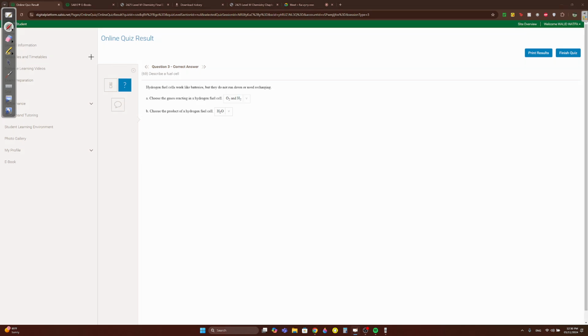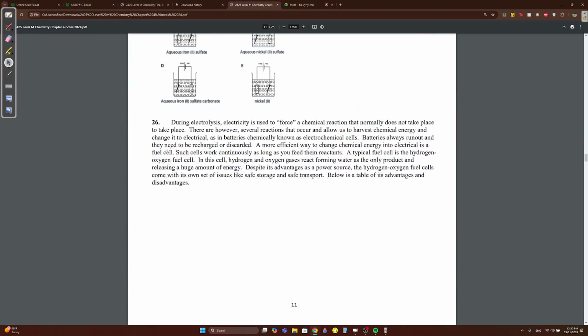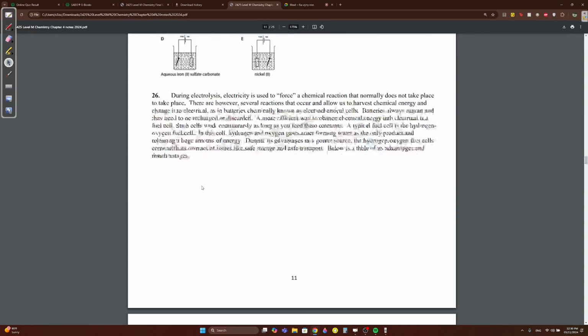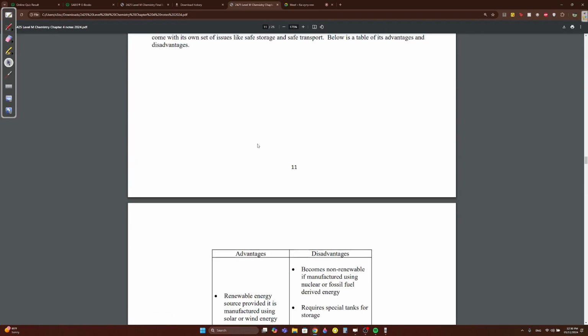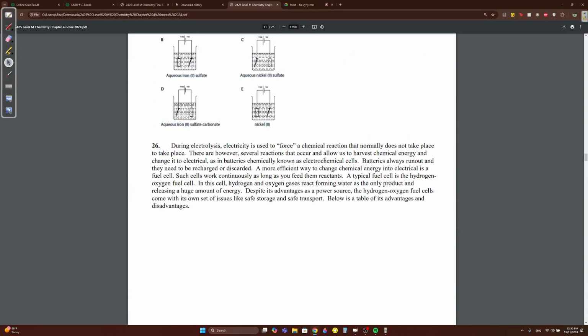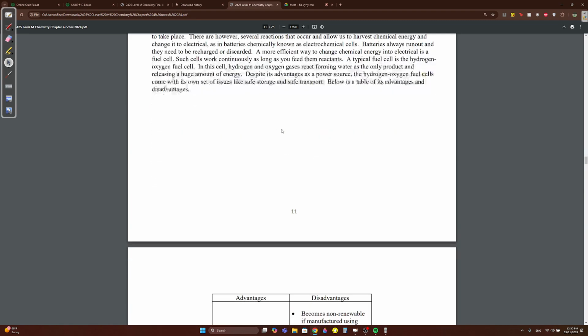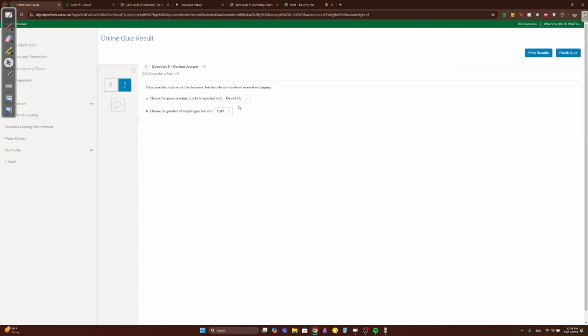Okay, here the hydrogen fuel cell. Just read this over here. Pause, read this, memorize these, and you're good. It's just one concept. Basically, a hydrogen fuel cell is an energy source where hydrogen reacts with oxygen to produce water, and when it produces water, it releases a huge amount of energy. These are the advantages and disadvantages of it. So what are the two things that react? Oxygen and hydrogen, and the product is water that releases a lot of energy.